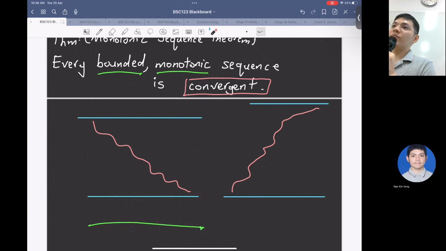The limit will be the bound for sure. The limit must be the bound, but the bound might not be the limit. Make sense?